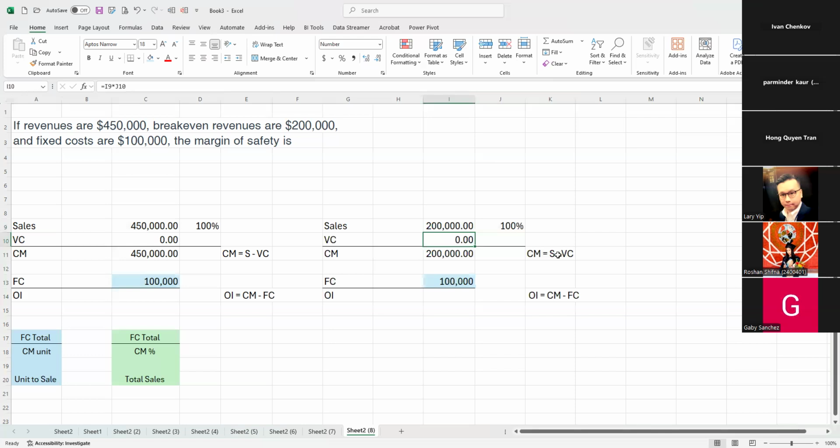Obviously, I cannot calculate anything else. I don't have any other information. But that's not the point, because they're chasing margin of safety. How much is my margin of safety as a dollar amount? We're comparing current situation versus the break-even, correct? This is my current. This is the break-even. So how much is my margin of safety?